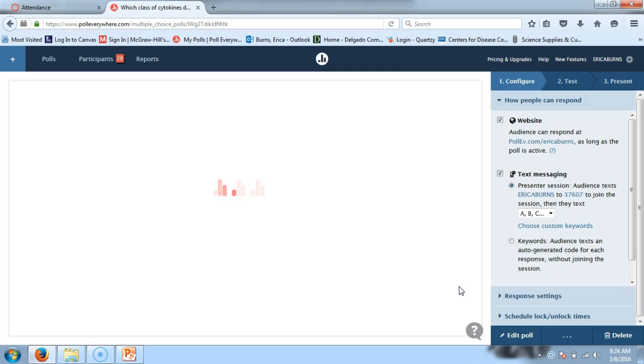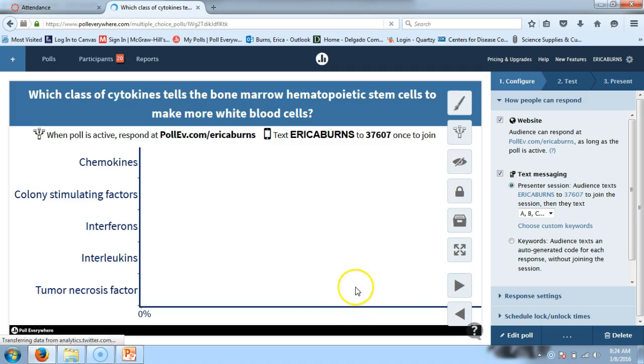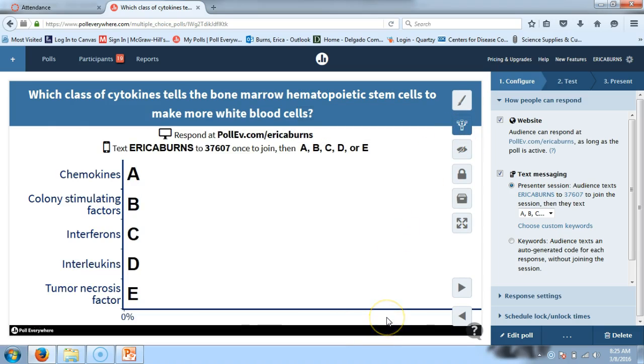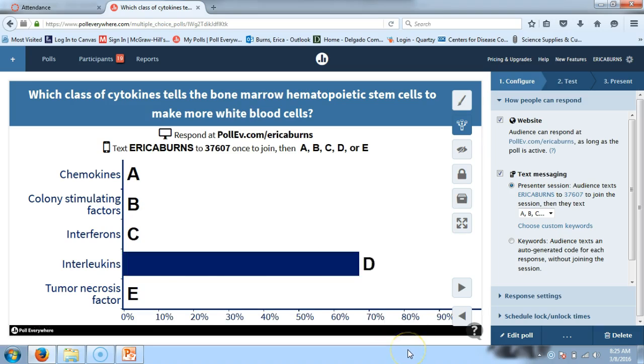Now this one is more specific. Which class of cytokines tells the bone marrow hematopoietic stem cells to make more white blood cells? There really is only one correct answer for this one. Oops, I've got to send it out to you guys. This is why I said it out loud, because I know I'm going to forget that button. There you go.